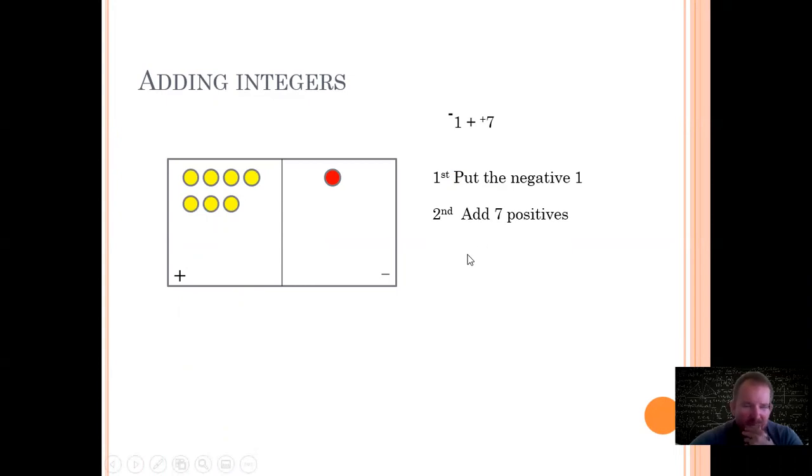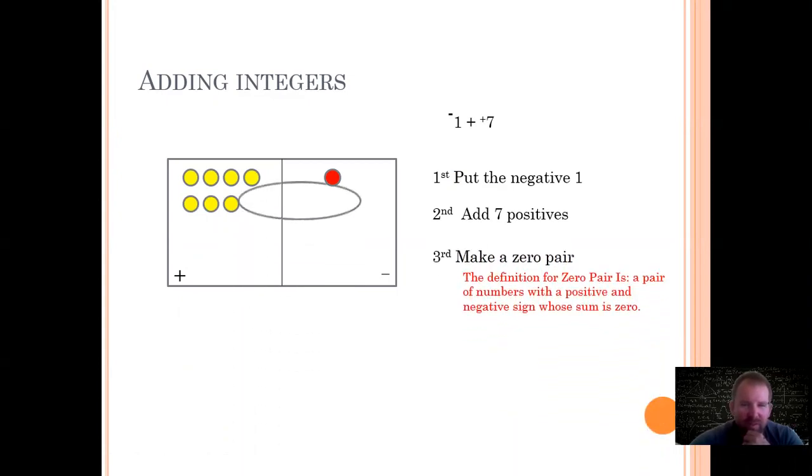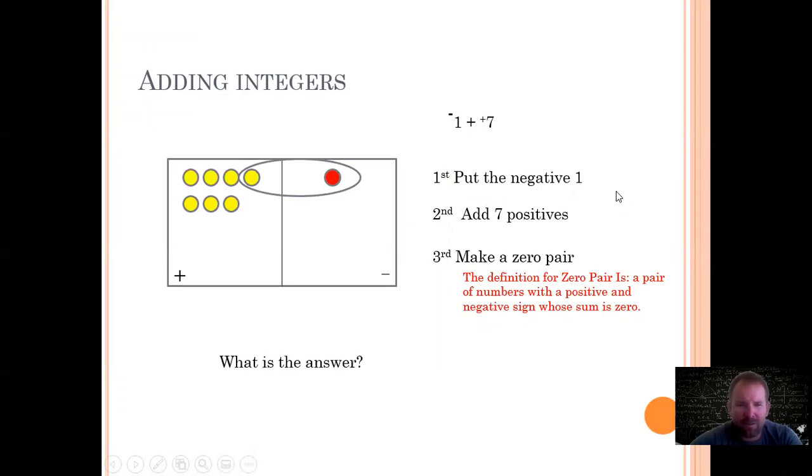From there, what we're going to do is we're going to make a 0 pair. A 0 pair is when you have an instance of a positive and negative that essentially cancel each other out. So if we put a positive 1 and a negative 1, what those are going to do is they're going to make a 0. And we call it a 0 pair. So what was our answer going to be here? Well, if we take away a positive and a negative 1, all that we're left over here is 6 positives.